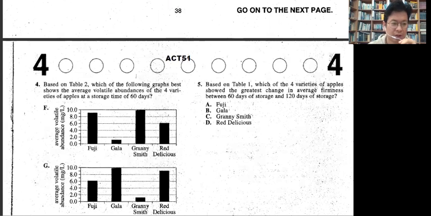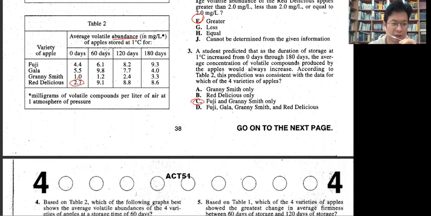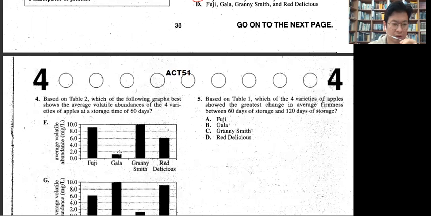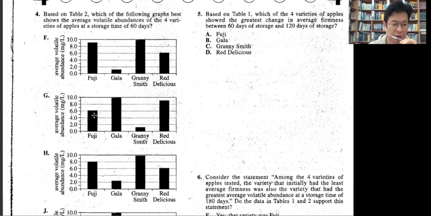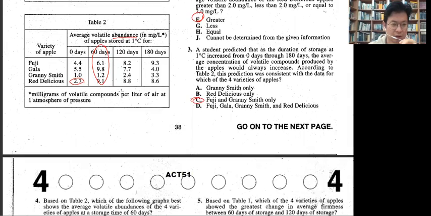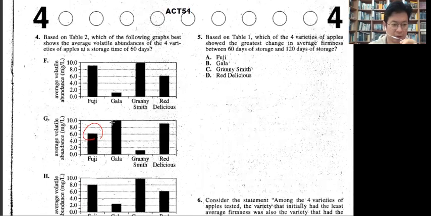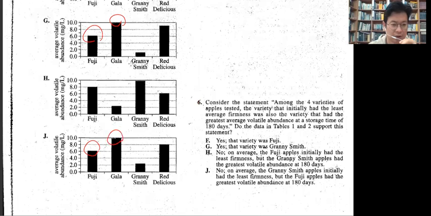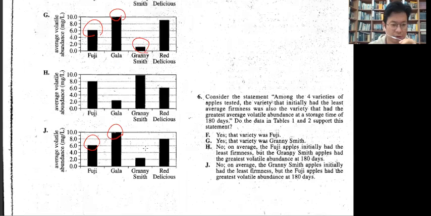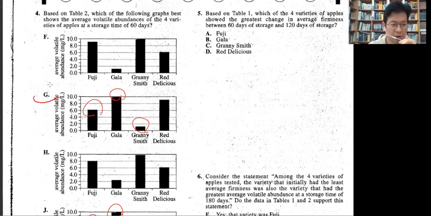Number 4, based on table 2, which of the following graphs best shows the average volatile abundance of the 4 varieties of apple at a storage time of 60 days? This one. 6.1, this is 6.1, and then 9.8, and 1.2, okay, 1.2, this is not, so G.